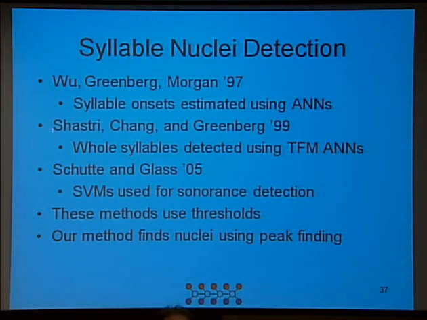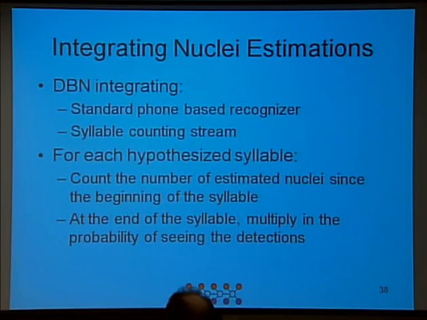Okay, and then this is similar to, but different from a few other methods that detected syllables. Primarily, these methods threshold based on some sort of posterior, and our method is doing this peak finding. Okay, back to the DBN. So we have a standard phone-based recognizer, and then we have a syllable counting stream. So I'll hit this in more detail, but what's going on at the high level is that for each hypothesized syllable coming out of the recognizer, you're going to count the number of detected syllables. And I'll show this graph in a little more detail.